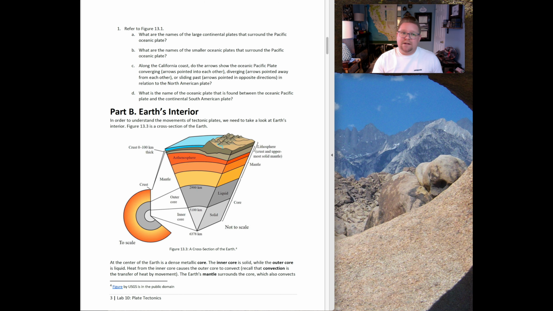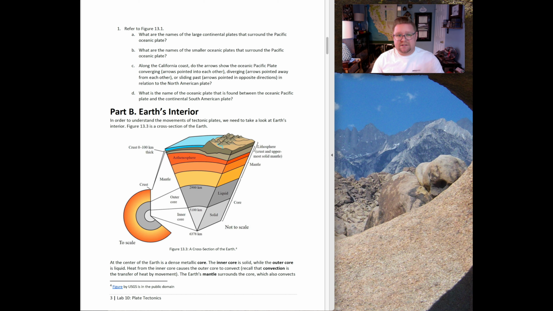So question 1 says, now refer to figure 13.1 and answer the following questions. What are the names of the large continental plates that surround the Pacific Ocean? Part B, what are the names of the smaller oceanic plates that surround the Pacific Ocean plate itself? Along the California coast, do the arrows show that the oceanic Pacific plate is converging, or is it sliding past? And the last part here is, what is the name of the oceanic plate that is found between the oceanic Pacific plate and the continental South American plate?